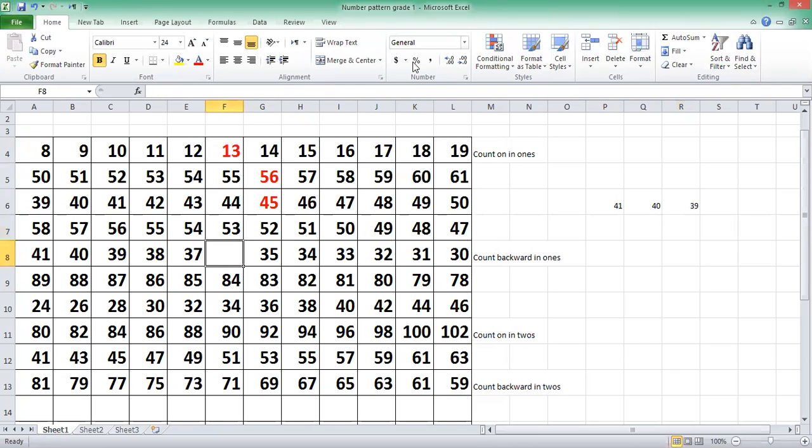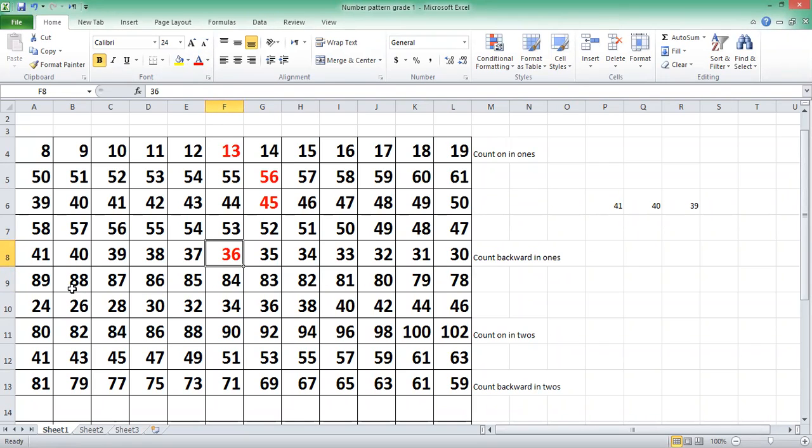So 38, 39, if I remove one of these, can you tell me, guys, after 37, what number will come? 36. Very good. It will be 36. That's very good.